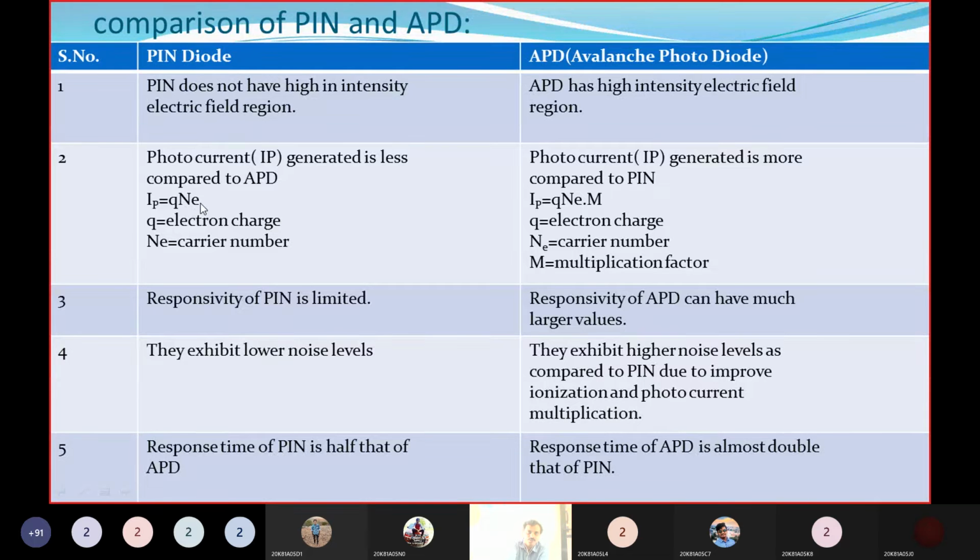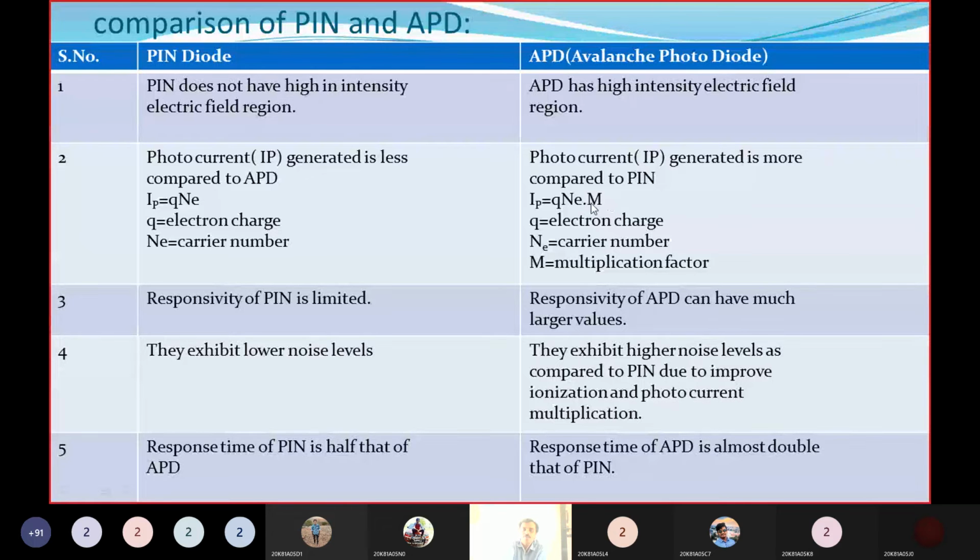So here we are taking N suffix e, that means the number of carriers will be there. It depends on the charge of the electron, which is common, and the number of charge carriers. But in case of APD, the photocurrent generated is more compared to the PN diode. Why will it be more? Here there is another factor, that is the multiplication factor. Because of this multiplication factor, current will be very high.